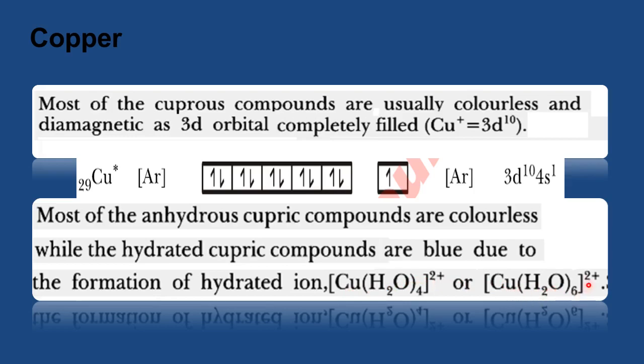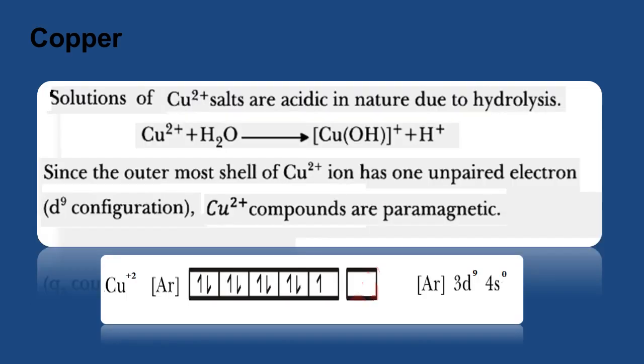Students, the solutions of copper 2 salts are acidic. Means if we dissolve copper 2 salts, salts in which the oxidation state of copper is plus 2, the solution is going to be acidic in nature. And why is it so? Because the reaction is hydrolysis. This is a copper 2 ion, or we can say the ion from a copper 2 salt. When it mixes with water, it gets hydrolyzed.